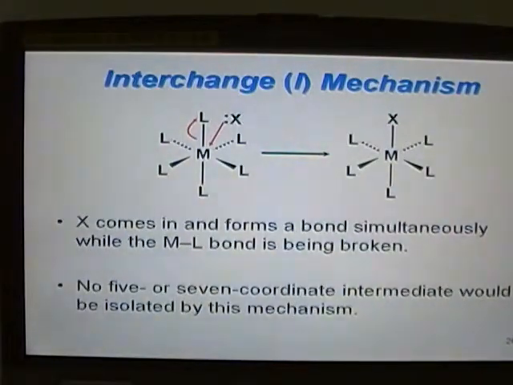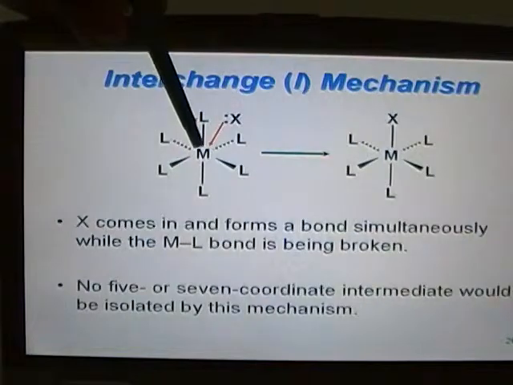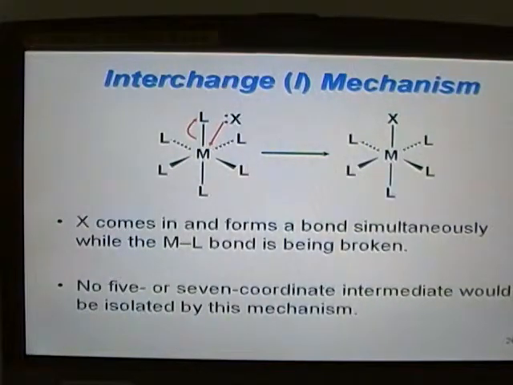In the interchange mechanism, the ligand that's coming in, X, forms a bond at the same time that one of the ML bonds breaks. This leaves no 5 or 7-coordinate intermediate, and these intermediates could not be isolated according to this mechanism.